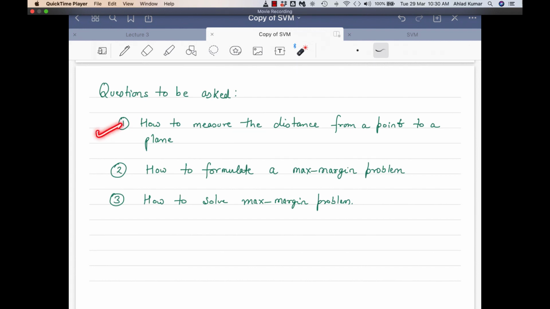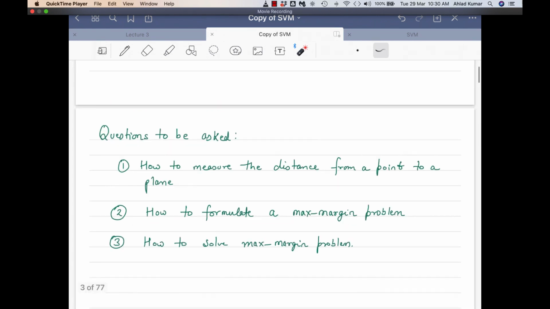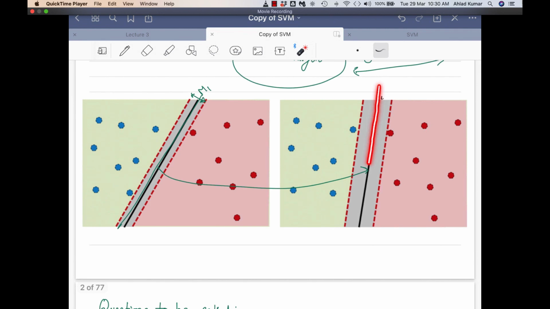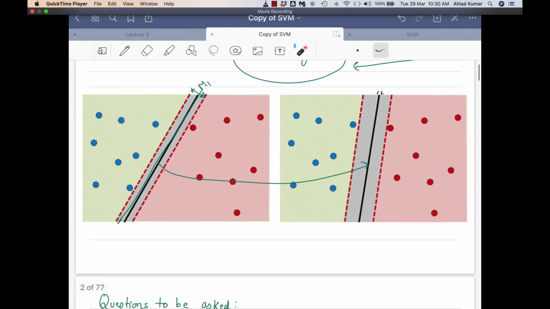And once you finish all these three steps, at the end what you will get is this solution. Once you solve this max margin problem, you will get the solution of the support vector machine, which is this hyperplane. So we will go one by one. Do not worry about it. You will be able to understand this theory of SVM as we go slowly.